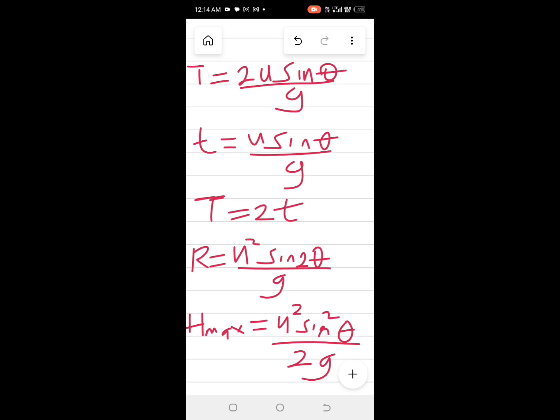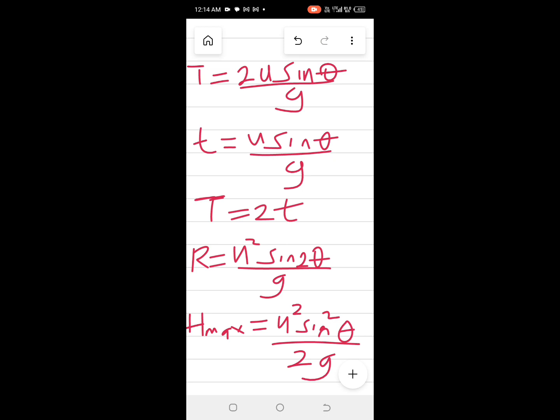So out of 4 formulas, the first one does not have a 2 at all. The second one has 2 appearing once. The third one has 2 appearing twice. The last one has 2 appearing 3 times. The one that has 2 appearing 3 times is called the maximum height, and it has the maximum number of 2s. The range has 2 occurring twice: u squared sine 2 theta over g.